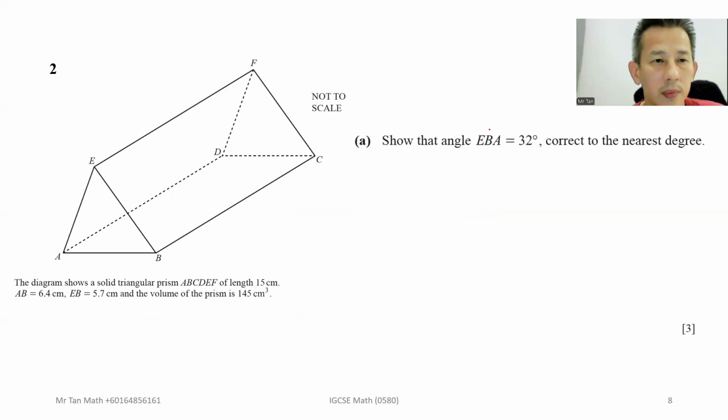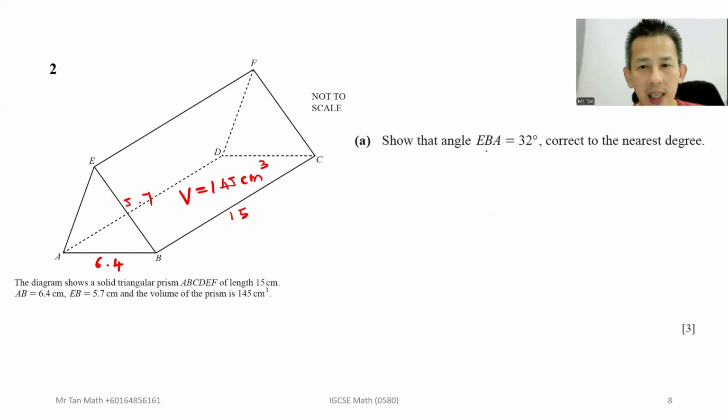Okay, number 2. The diagram shows a solid triangular prism ABCDEF of length 15 cm. AB is 6.4, EB is 5.7, and the volume of the prism is V equals 145 cm cubed. Part A: show that angle EBA is 32 degrees, correct to the nearest degree.